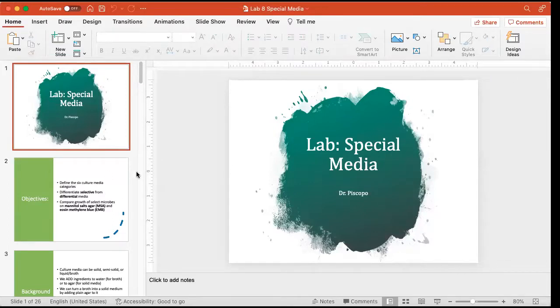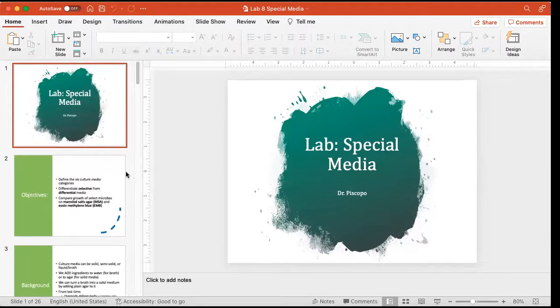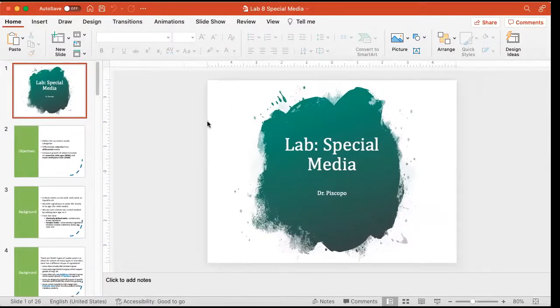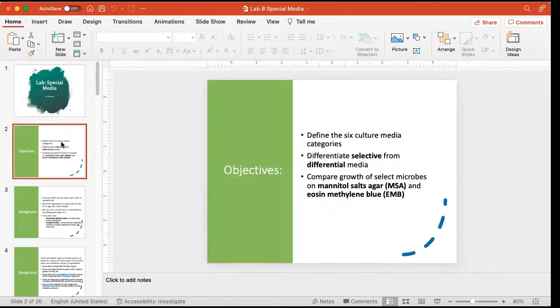The title slide says special media. So we've been talking about culture media through the whole summer so far. We've been talking about different kinds of culture media. And today we're going to focus in on one particular category of culture media, which we refer to as the special media. Our objectives today are first to define 6 different culture media categories.